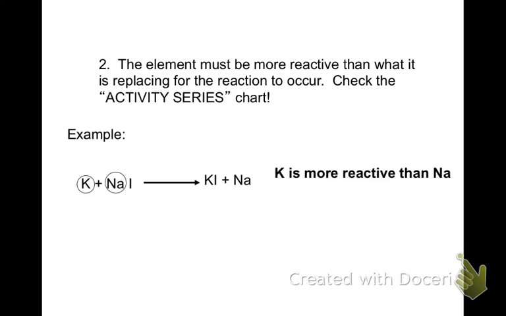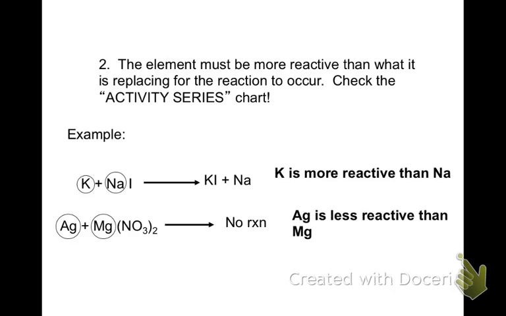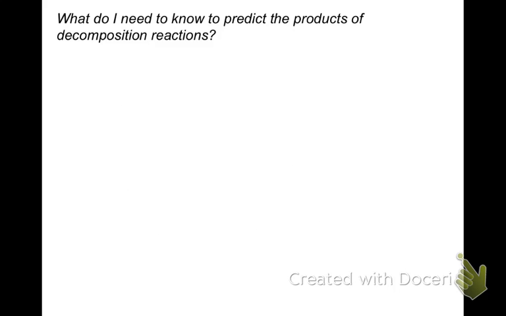If, however, you were to take silver and try to react it, it would like to be positive with magnesium, you'll notice that silver is lower on the activity series. So it is not reactive enough to kick out magnesium, which means this reaction is not going to happen. Since it's not going to happen, we don't predict products because there won't be any. We just write no reaction. So that's it for single replacements.